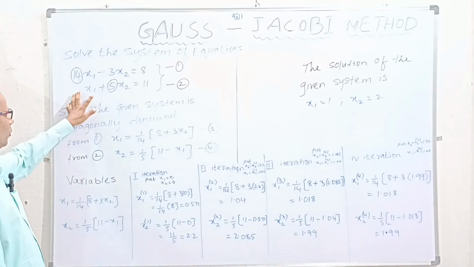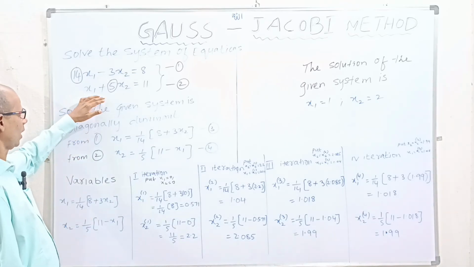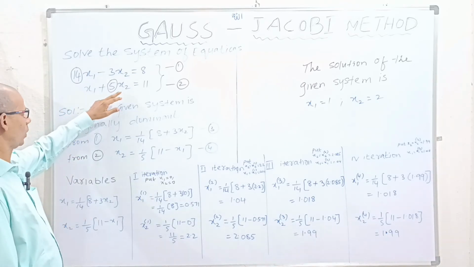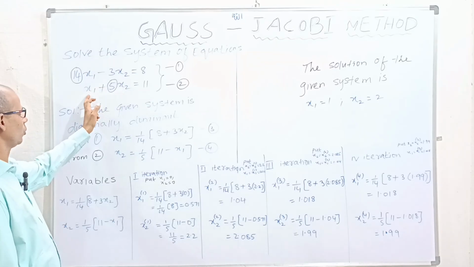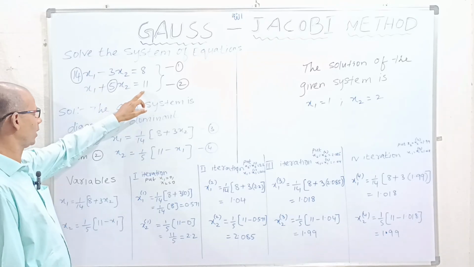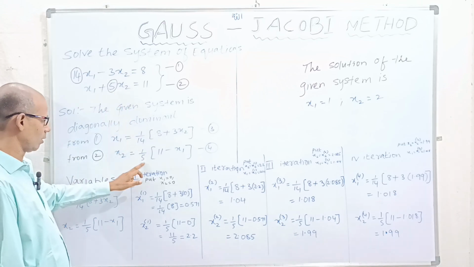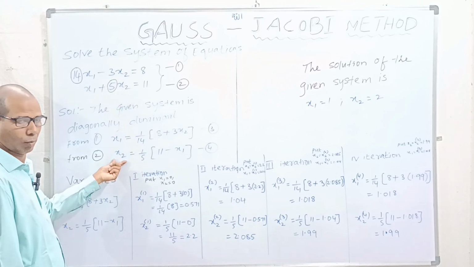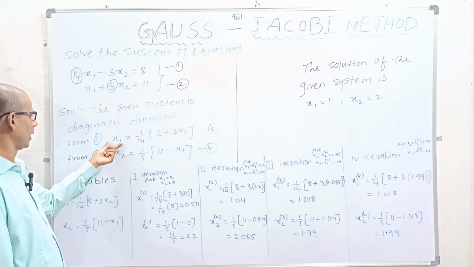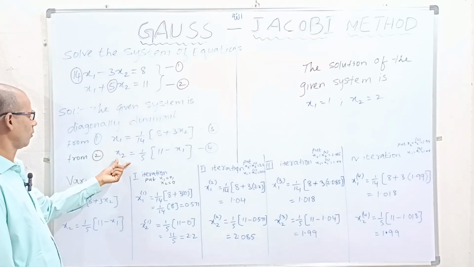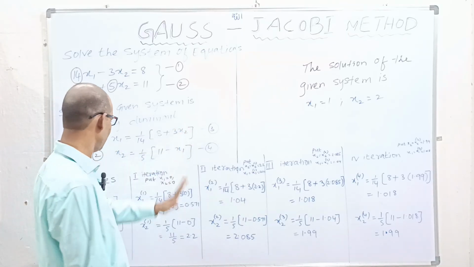Now from equation number 2, we have to find the value of x2. If I want to find the value of x2, I have to move this x1 to the right hand side, so it becomes 11 minus x1. The coefficient of x2 is 5, so dividing by 5, we will get the x2 value. So from 1 we get x1 and from 2 we get x2. This is 3 and 4.